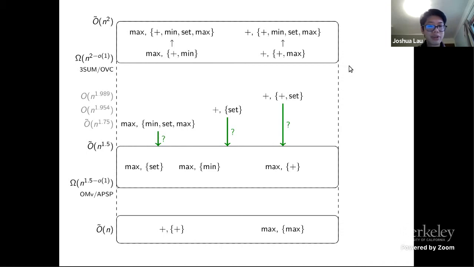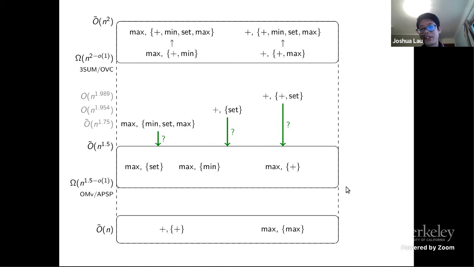Then down below, from prior work, we know that in roughly linear time, when the number of dimensions is constant, we can support just these plus updates and sum queries, as well as max updates and max queries. So this forms another complexity class down the bottom. What gets interesting is somewhere in the middle.